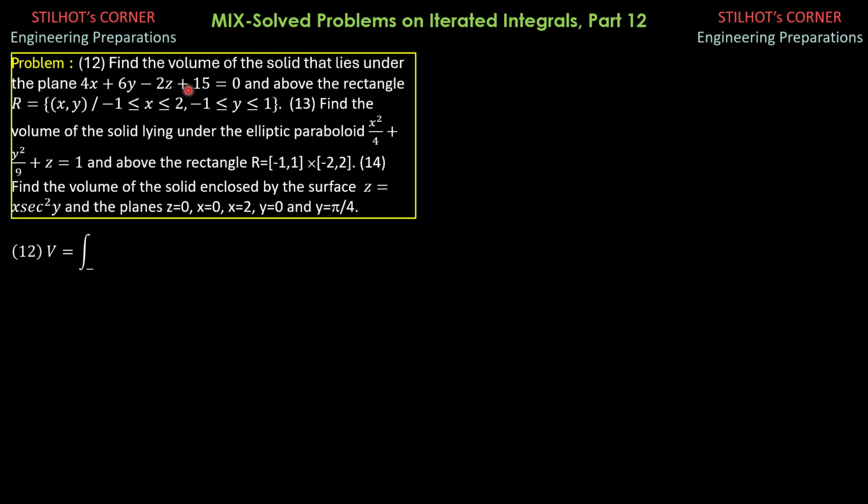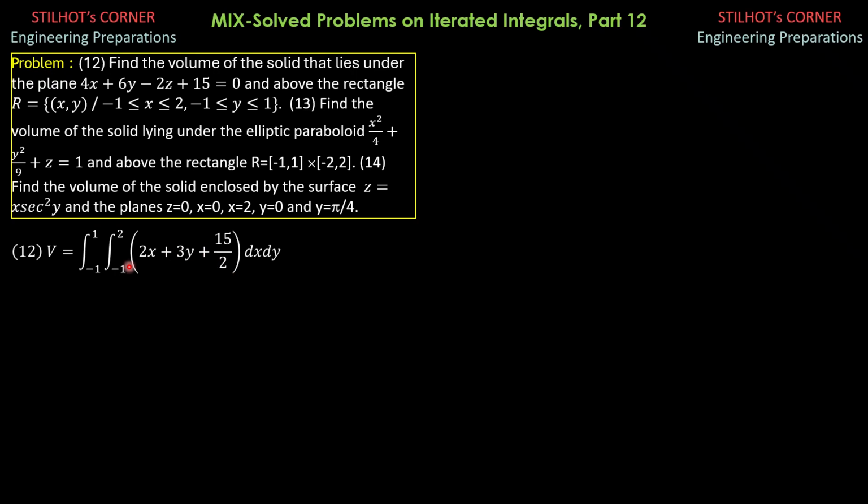So we have volume equals the integral from negative 1 to 1, outer limit, then inner limits negative 1 to 2 of the quantity 4x... Divide everything by 2 first and solve for z. z is 2x plus 3y, then plus 15 over 2. So take note that is the z value. Then dx dy. So we evaluate this integral by treating x as the variable first.